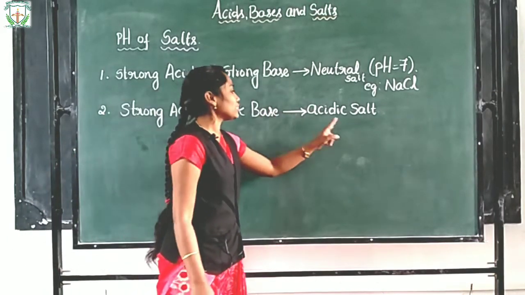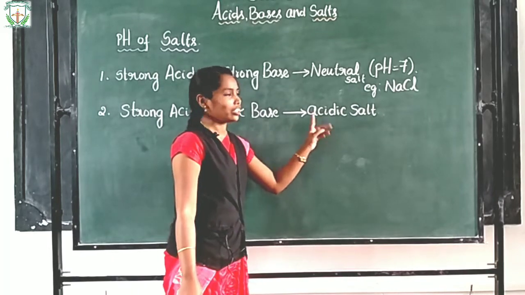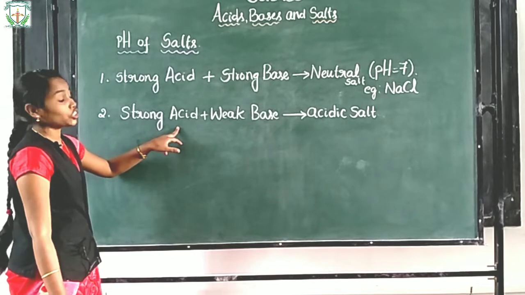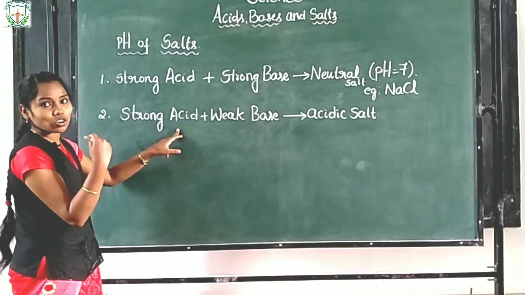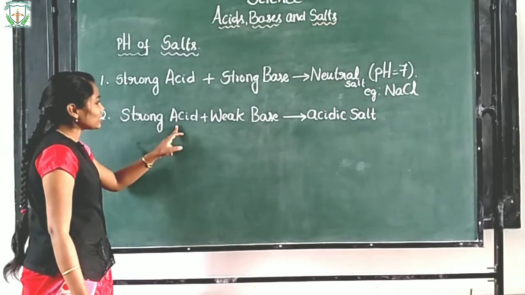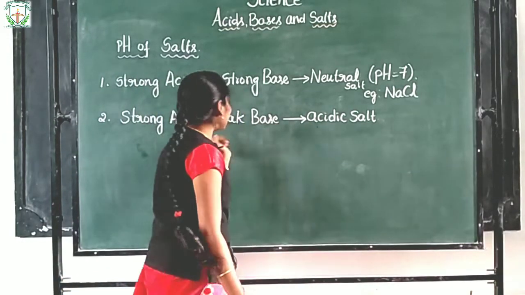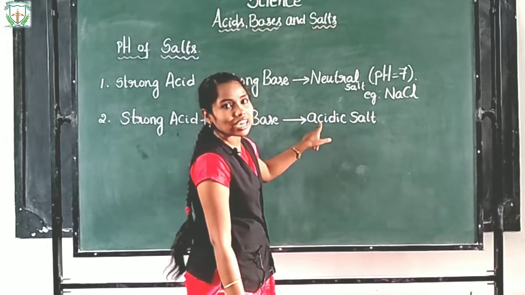So that's why the salt is going to be acidic in nature. So you can see why the salt is acidic. You can see we have a strong acid. So the strong acid is going to be dominating. So the acid is strong and the base is weak. So that's why the salt gets the acidic nature. So hence the formed salt is acidic in nature.